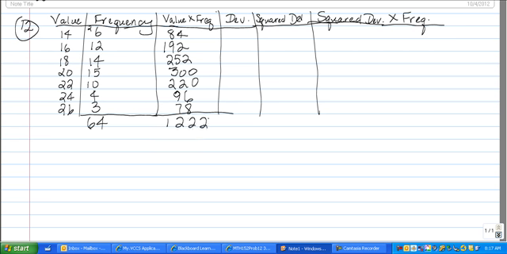Alright, now I'm going to use that column to get my mean, and what I want to do is take the value times the frequency, the sum of that, and divide it by the 64 frequency. And so our mean is 19.1.